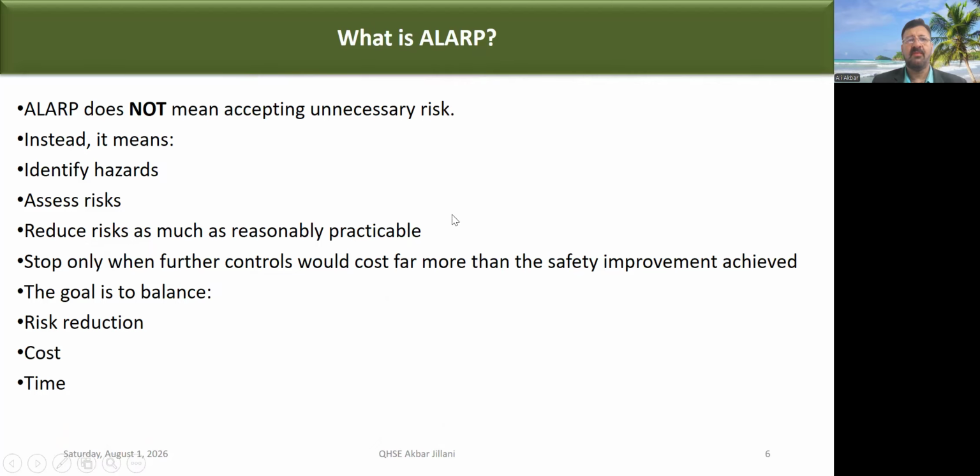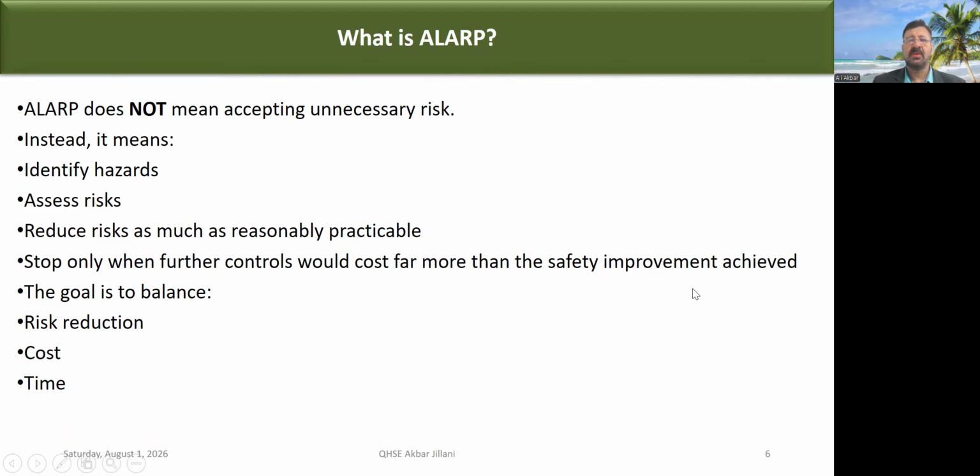What is ALARP? ALARP doesn't mean accepting unnecessary risk. Where we have unnecessary risk, we will not accept the risk. Instead, it means identify hazards, assess risk, reduce risk as much as reasonably practicable. Stop only when further control would cost far more than the safety improvement achieved.